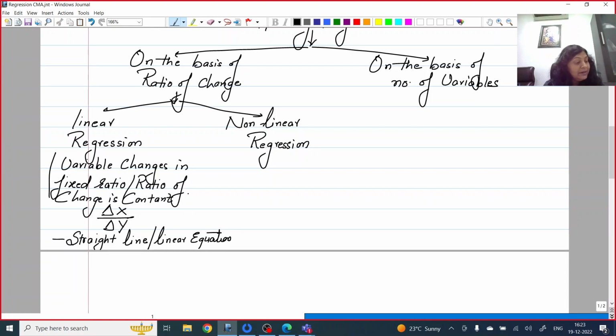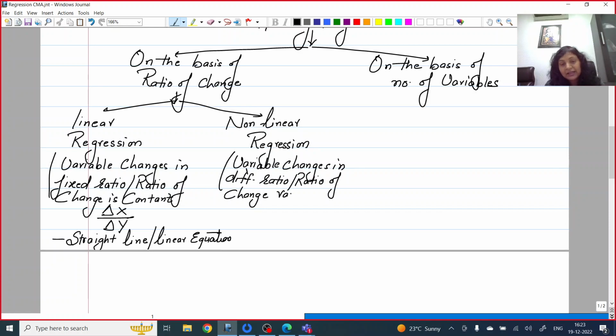Non-linear regression means the ratio of change varies, that is, the variable changes in different ratios. So this is called non-linear regression.